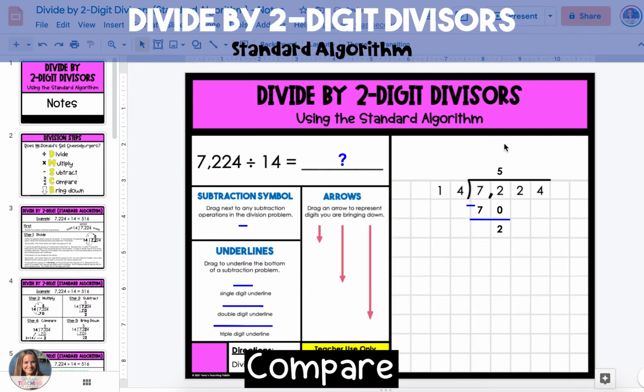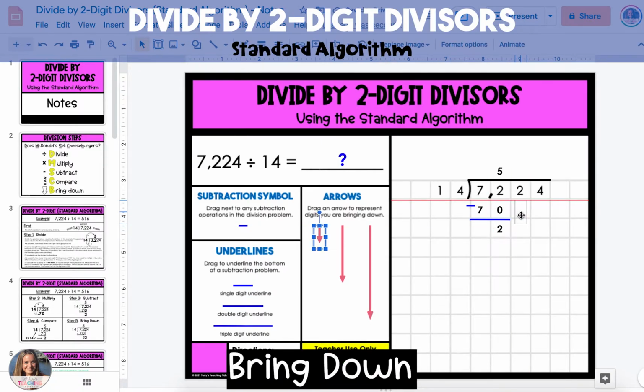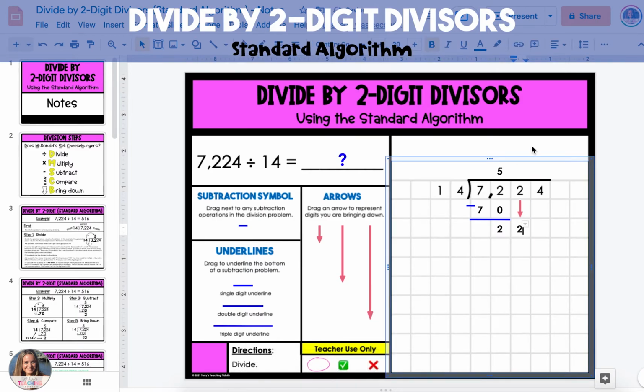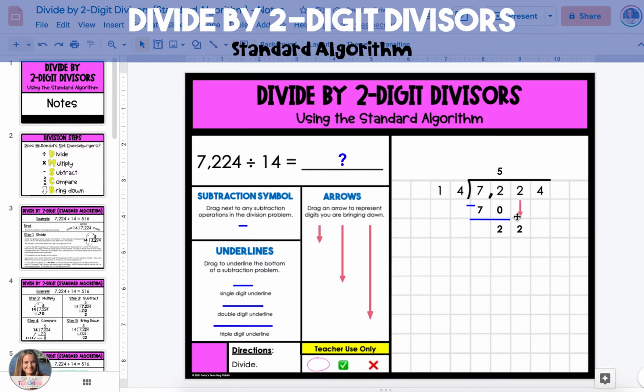Then compare the answer 2 to the divisor. The answer should be less than the divisor. If it is, you can move on to the next step. Bring down the 2 from the tens place of the dividend. Next, we'll start the steps all over again. We're going to take our 22 tens and divide them by 14.